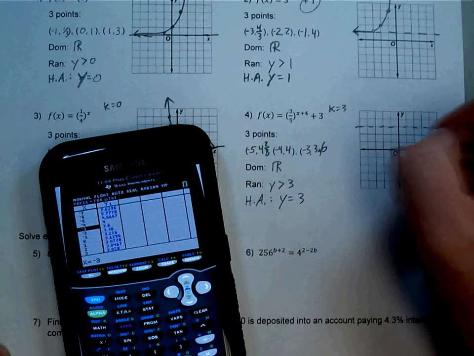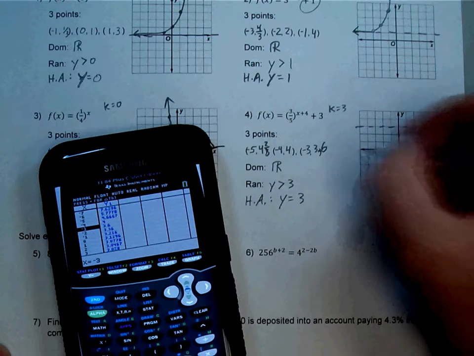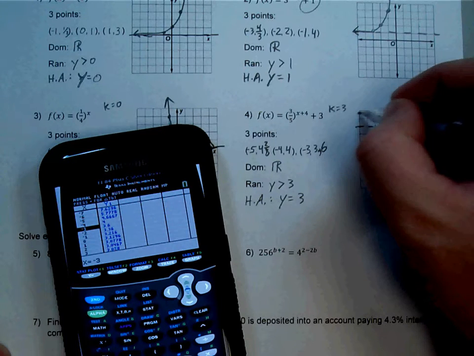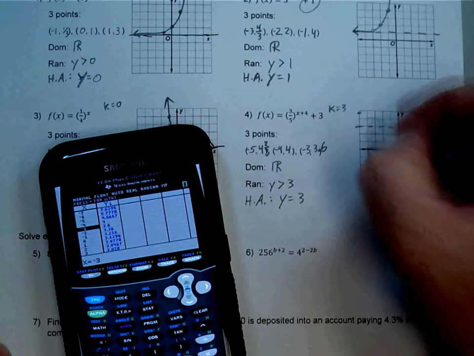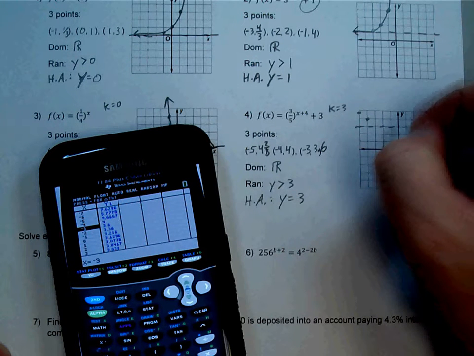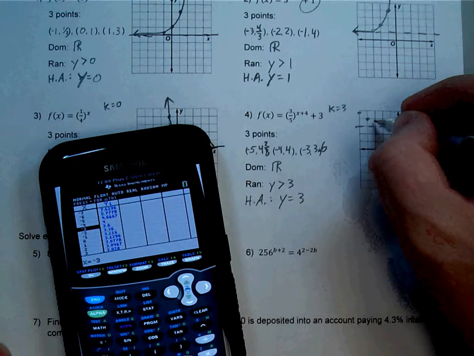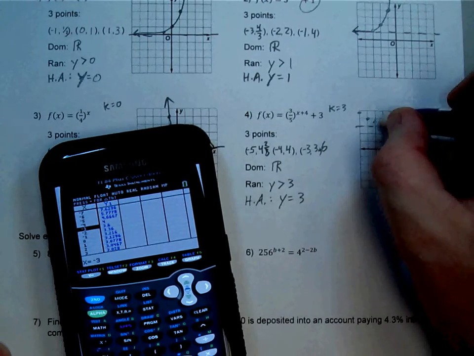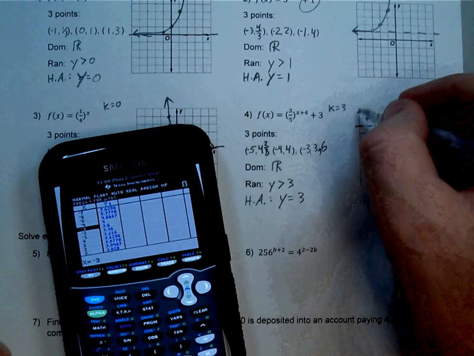So 2, 3, 4, 5, 1, 2, 3, 4 2/3, about there. -4, 4, -3, 3.6. Oh, sorry, went too far. So let's go ahead and connect those dots.